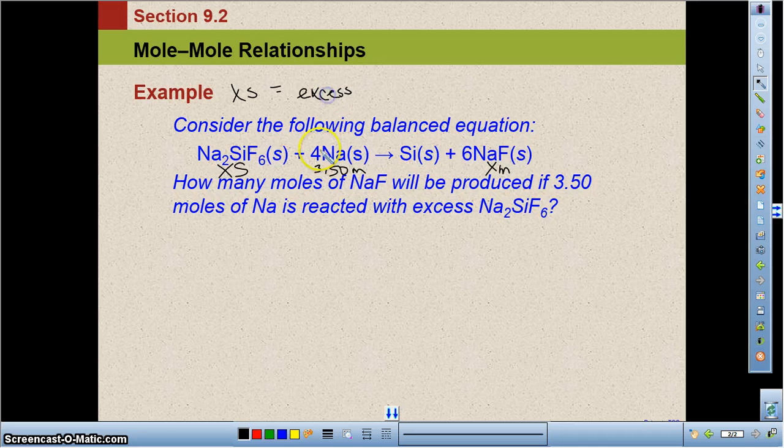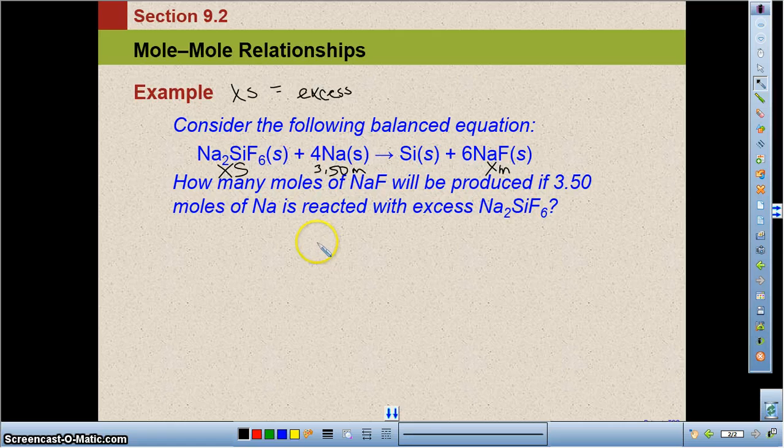And that just means that it doesn't matter how many moles of sodium I have here, I have way more of this than I'm going to need. So this will come into play later in the chapter when we talk about limiting reactants. But for right now, we're just saying we have more of it than we need. So it wants to know how many moles of NaF will I produce if this happens.